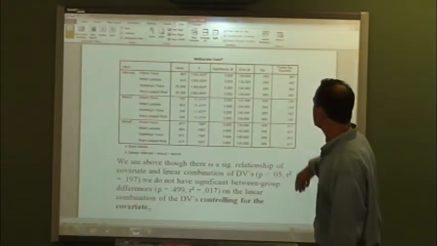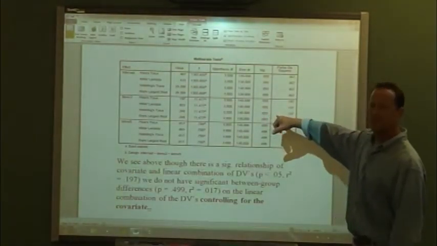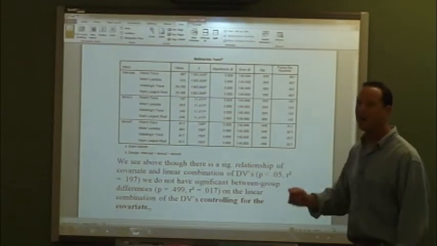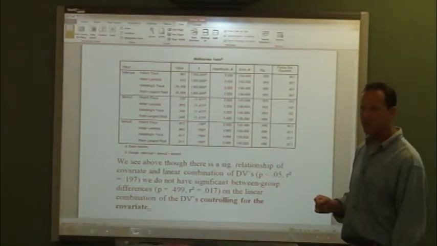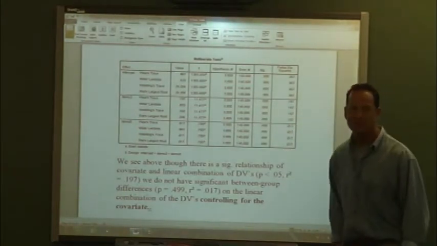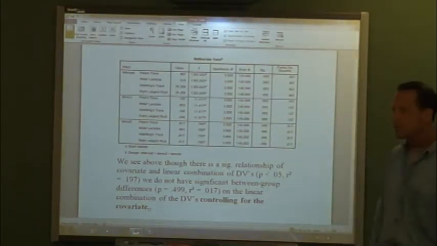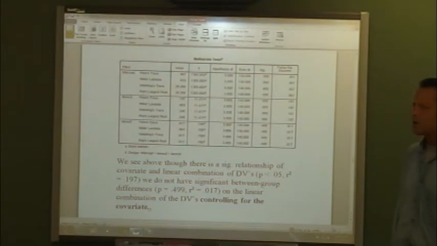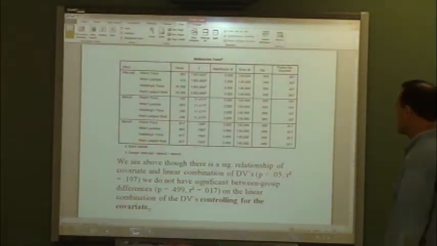As we see, there is a significant relationship of the covariate and the linear combination of the DVs. 19.7% of the variance is accounted for. That's not a lot? 19.7 is pretty good. That's a lot, 20%. I mean, yeah, relative to having 60 or 70, but in applied research, 20% is pretty darn good.